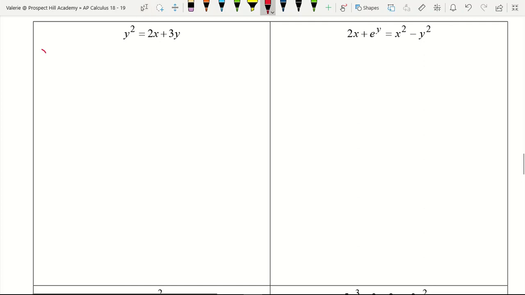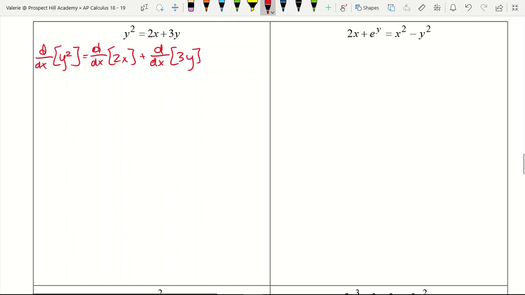So what I'm going to do first is write what it is that I want to do. So I want d/dx of y squared equals d/dx of 2x plus d/dx of 3y. Right, so because they're separated by an addition sign, I know that I can separate them into 2 separate terms.